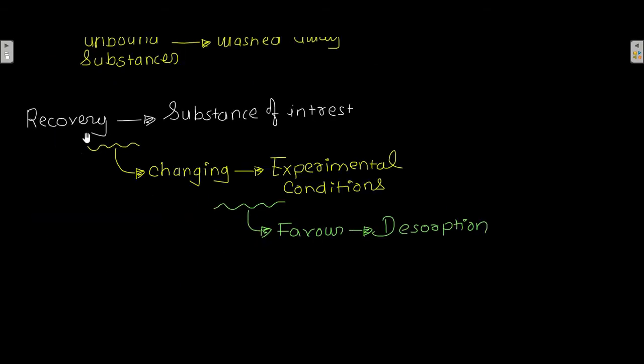Now the recovery of the substance of interest that has been bound to the ligand is done by changing the experimental conditions, and when you change the experimental conditions, that favors the desorption of this substance from the ligand. So the recovery is done by changing the experimental conditions.